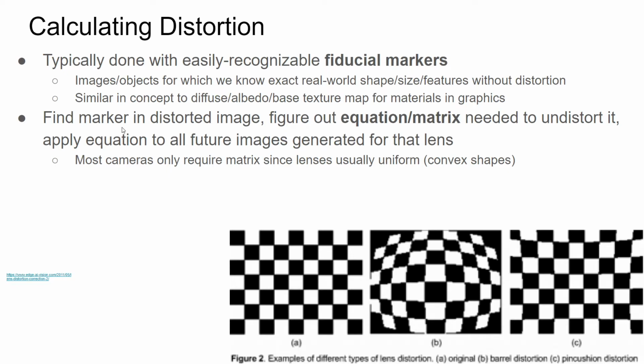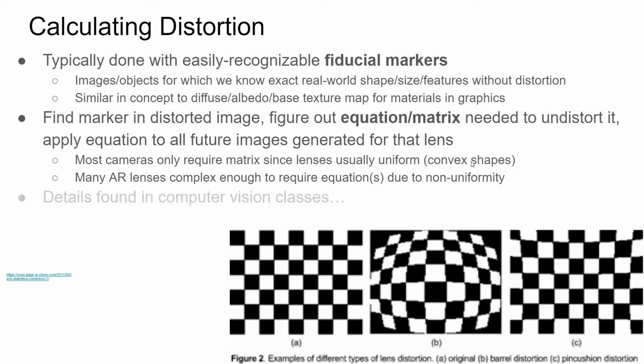Most standard cameras only require a matrix. Those of you in computer vision will already know how to do this probably, but most cameras only need a single matrix to describe the distortion, because the lenses themselves are pretty uniform, simple shapes. In particular, they're usually convex shapes, like a sphere. In AR, a lot of the lenses are so complex that they require multiple equations, maybe a single complicated equation or maybe piecewise equations that deal with the fact that they're not uniform.